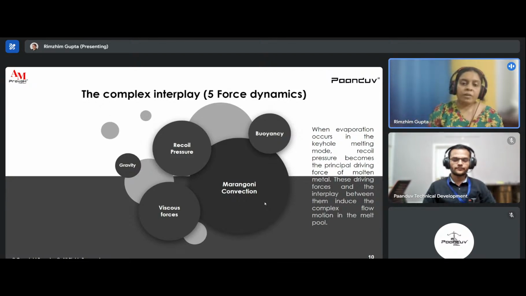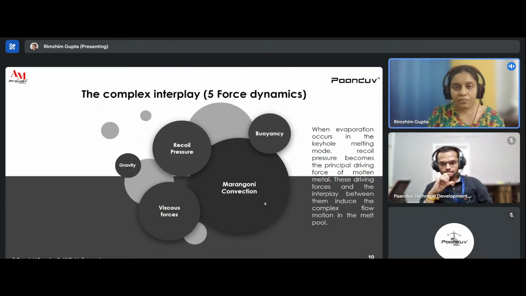So the overall melt pool dynamics is a complex interplay of five forces: the Marangoni convection, recoil pressure, buoyancy effect, gravity, and the viscous forces. Now, when the melt pool moves from conduction mode to the transition or to the keyhole mode, there is a dominance of different forces that we can see.